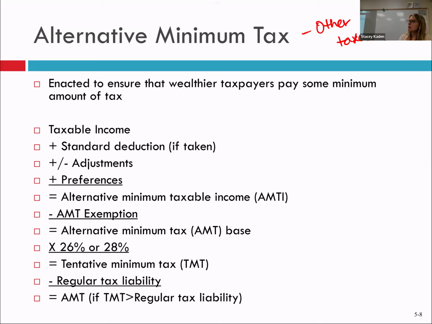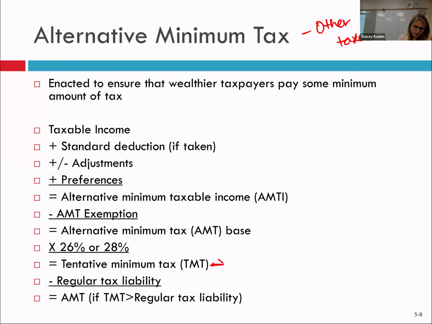Okay, so the alternative minimum tax starts with taxable income, which you know how to calculate, and then it adjusts it for things that aren't allowed for AMT purposes that maybe are allowed, and vice versa. It has its own exemption, which is essentially like a standard deduction for the AMT. And then it's taxed at either 26 or 28%. You get a tentative minimum tax.